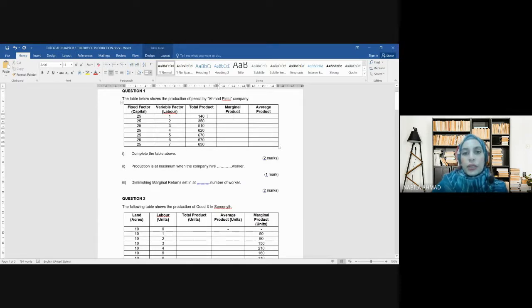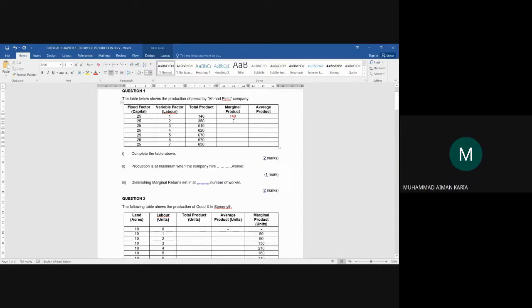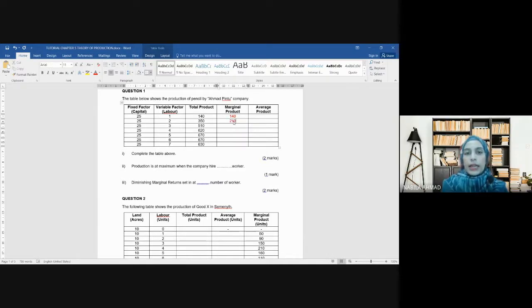Yeah, so change in total product. So dia bermula daripada labor 1. Jadi di atasnya kosong. So di atas ni total product juga kosong lah. Yeah, so 140 tolak kosong, 140 bagi 1. So 140. Okay. So 350 minus 150 divided by 1 berapa? Okay, berapa ni? 210. Okay, 210, betul.